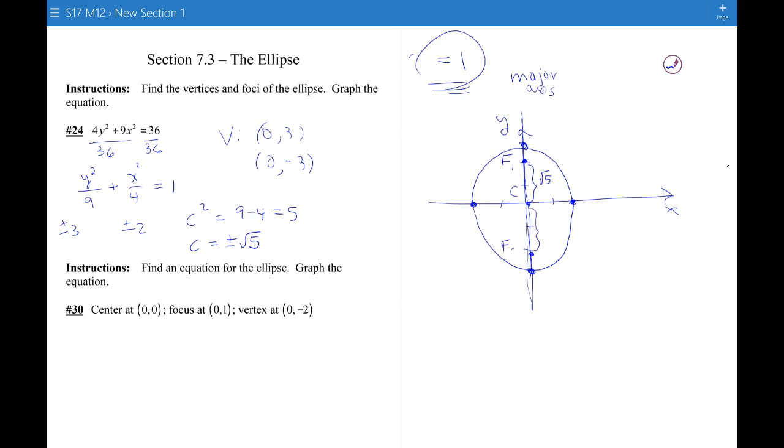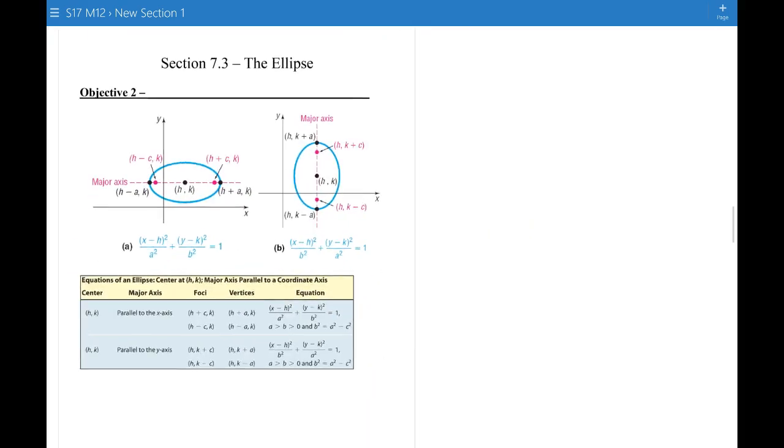So here's focus 1 and focus 2. It looks like the focus points are at (0, √5) and (0, -√5). And then we've already got the graph done. That's why I like doing it in that order. My graph's already done when I get there. Okay, and then let's do number 30 together in class, because again, that's a puzzle problem.